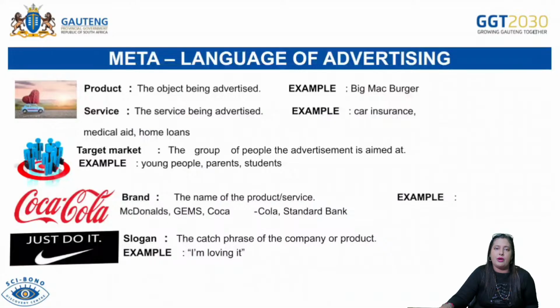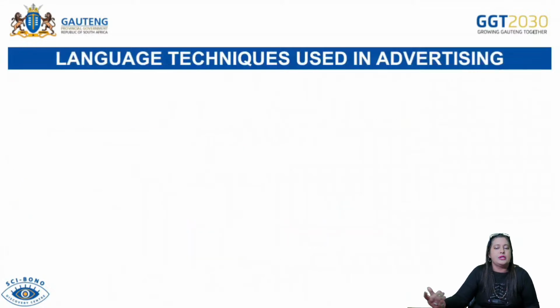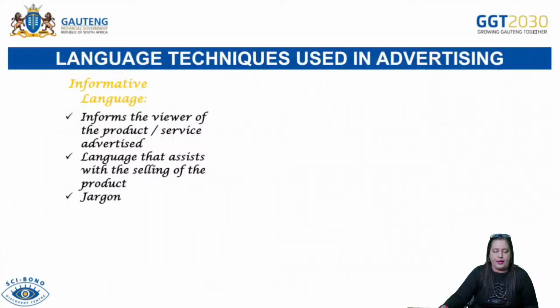Now, the slogan is very important, grade 12s, because that is basically the catchphrase of the company or the product that is being advertised. All right. So in this case, if you're looking at I'm loving it, you're thinking about where it comes from. Obviously, you know that brand very well, okay? Or Just Do It is obviously the Nike brand.